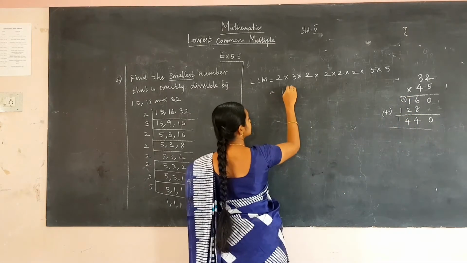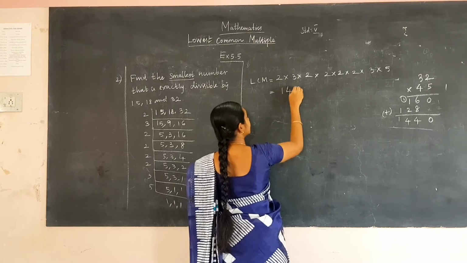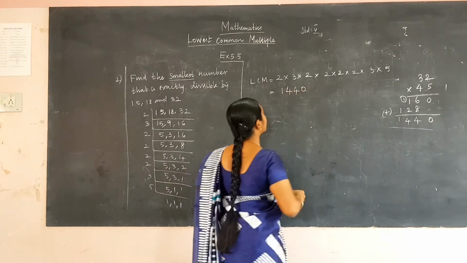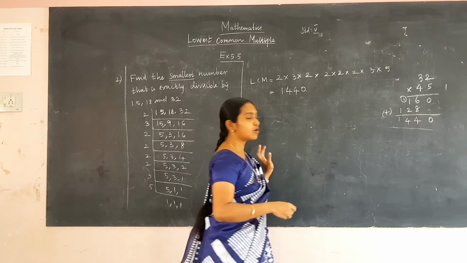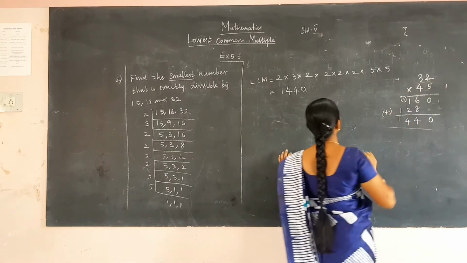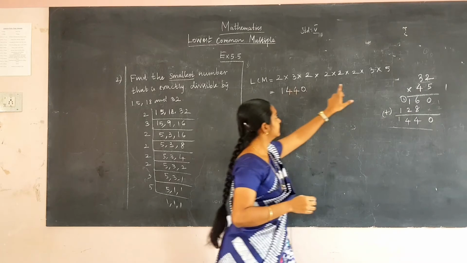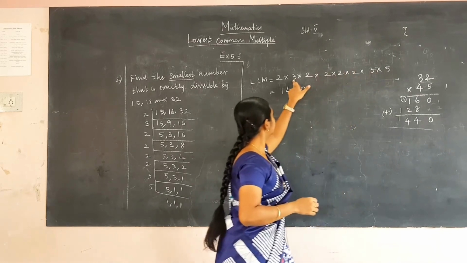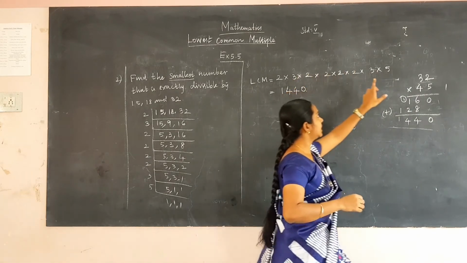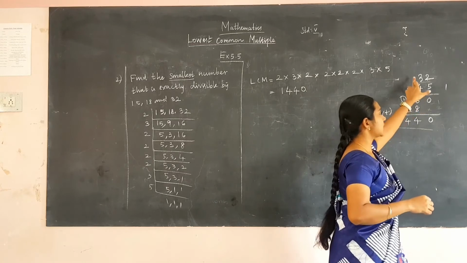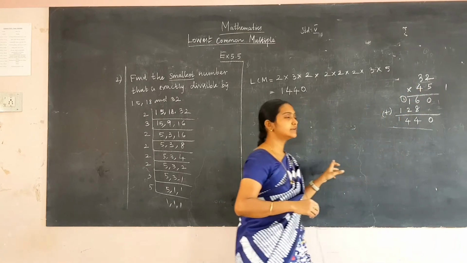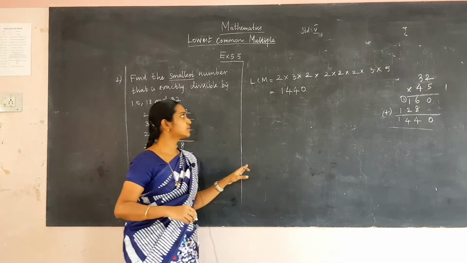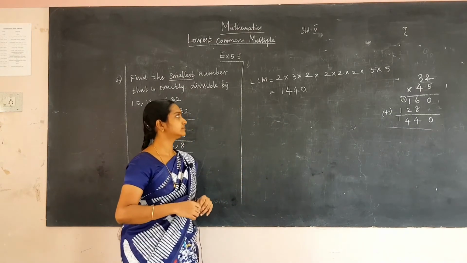So the LCM is 1440. I have multiplied all the 2's together. I have got 32. Next I have multiplied 3, 3 and 5. 3 into 3 is 9. 9 into 5 is 45. So I have multiplied 32 and 45. The answer is 1440. So the LCM is 1440.